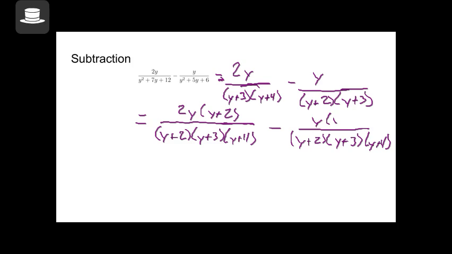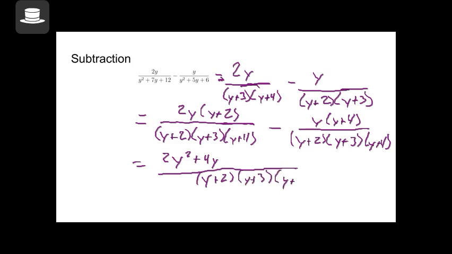Now I could go ahead and expand those out. So I have 2y squared plus 4y. And just a reminder that since we're adding and subtracting, but we now have a common denominator, I can just put this all over the same denominator. So y plus 2, y plus 3, and y plus 4. And I want to subtract my y times y, which is y squared. But remember, this negative sign has to distribute to both things. So I also have minus 4y.